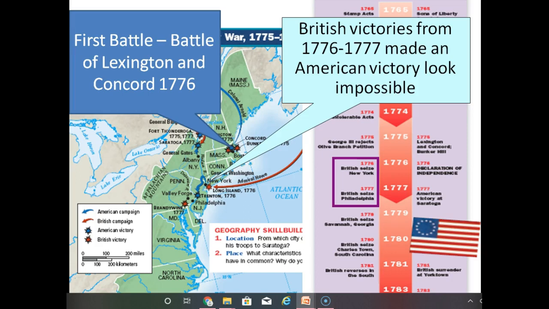If you remember back from when we were talking about our colonies, Philadelphia and New York City both had large seaports. So both of those areas were big trade areas. So if the British had control over them, that meant it was difficult for the colonies to trade.